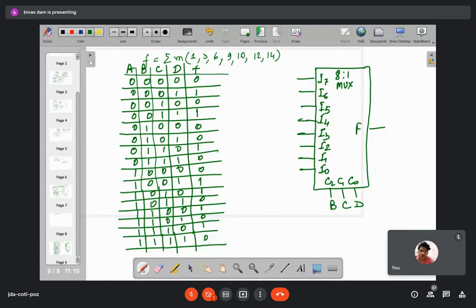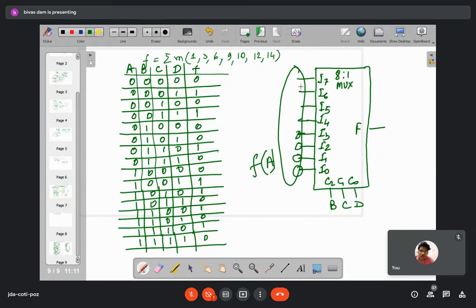Okay. Now from this function description, is the function only dependent on BCD? No, sir. It depends on A also. So that means these inputs may not be fixed 0 or fixed 1. Rather, they should be functions of A. That means there should be some 8 distinct functions of A, which should get connected to these 8 positions.